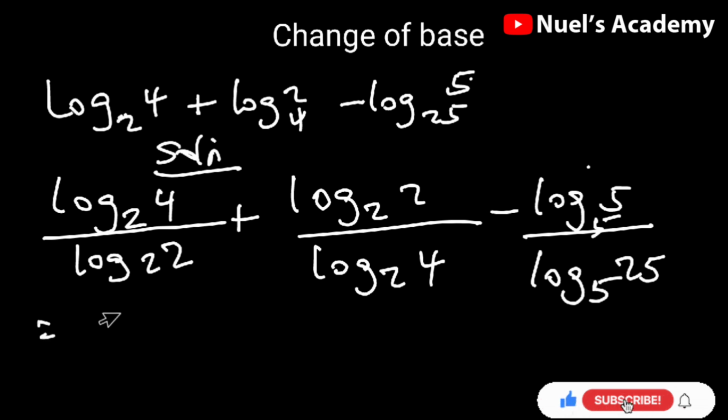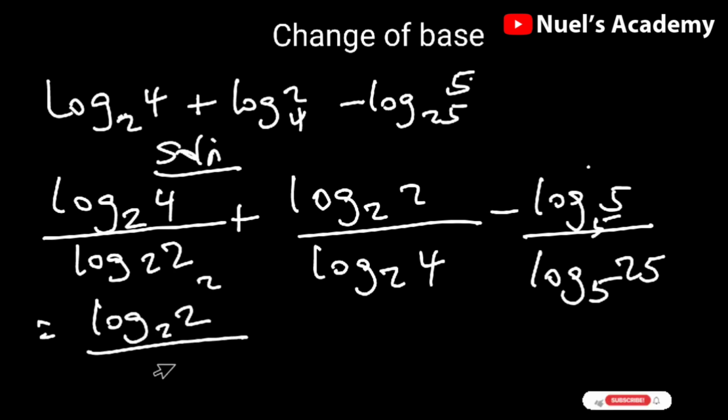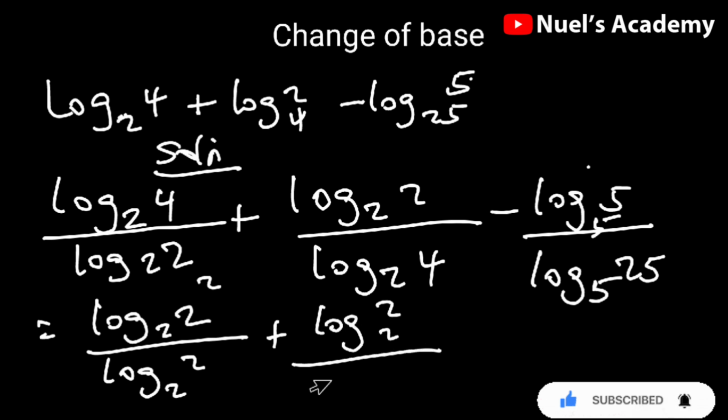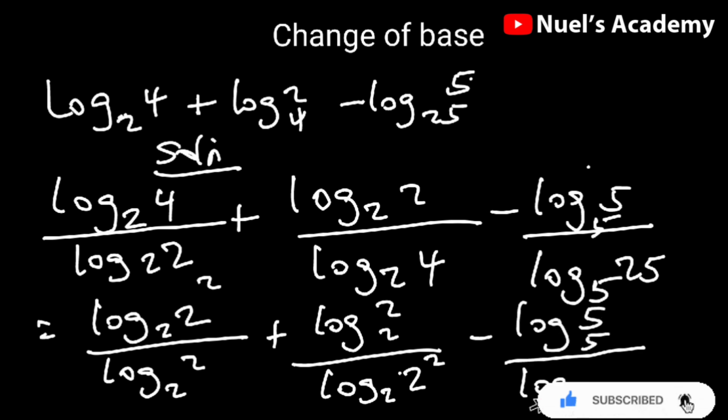So this now becomes equal to log. Now 4 is equal to 2 raised to the power 2. Then let's not forget our base 2 over log 2 base 2, then plus, we have log 2 base 2 over log 4 is equal to 2 raised to the power 2, that is 2 squared, then base 2 minus log 5 base 5 over log. Now 25 is 5 raised to the power 2, which is 5 squared, then base 5.